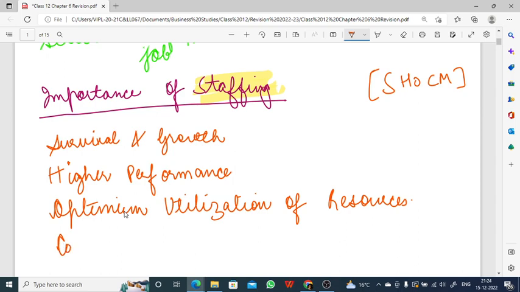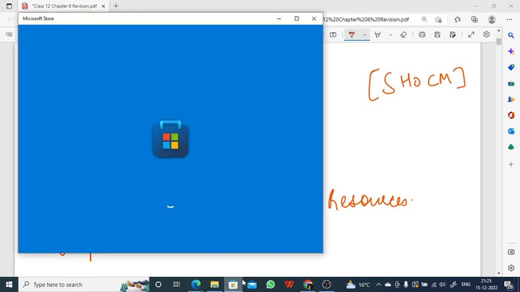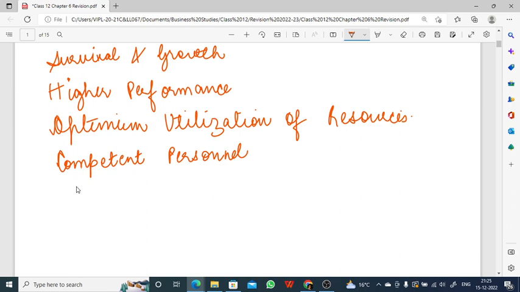You will also be able to get competent personnel if you follow this function of staffing in management. And the last one is that it will also improve the morale, or satisfaction, of the people in the job they are working at. Like, I'm very satisfied because I love what I do. Similarly, if a competent person who has the background and is right for that job is able to give his or her best, it is beneficial for the organization, and it will also boost the employee's morale, since he will be properly assessed and fairly rewarded. So these are the importance of staffing.